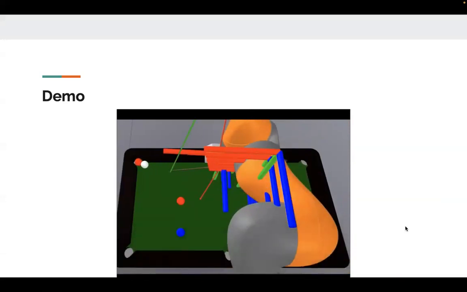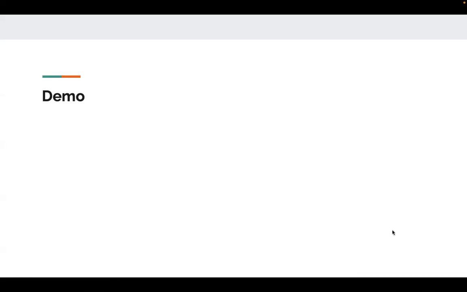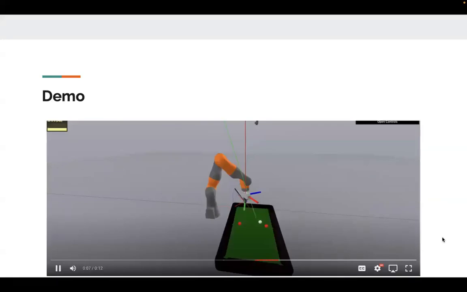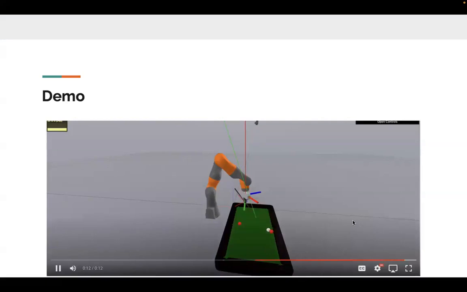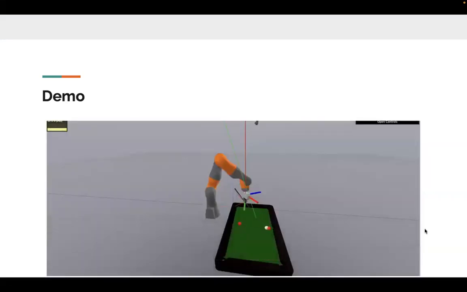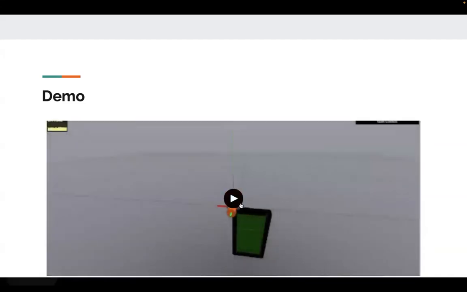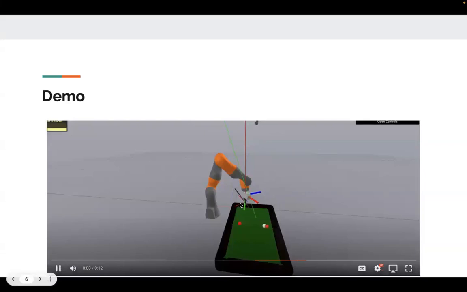Here's a demo of what the arm looks like. As you see, there's a trajectory in the triads, and then once it shoots the ball, it hits the cue ball into the red ball, which eventually falls into the hole. And here's a slightly less successful demo. As you can see here, the positions of the red balls aren't necessarily in the best position to shoot into the hole. So the cue ball tries to move the red ball and it's able to, but it's not able to actually pocket the red ball.